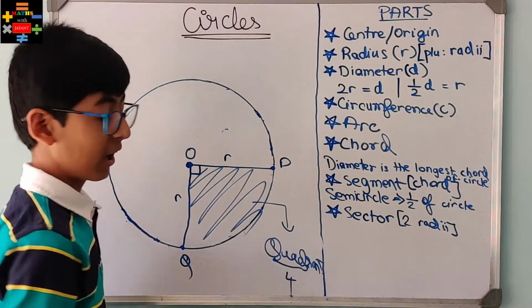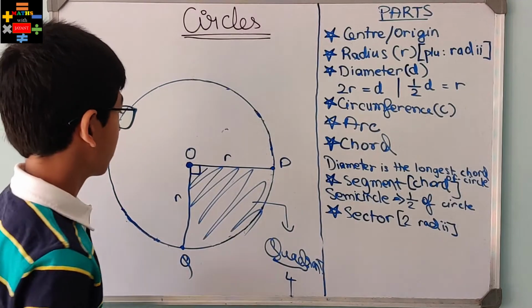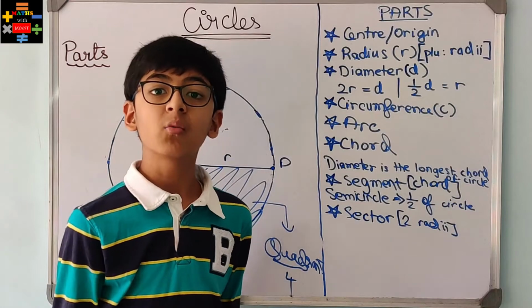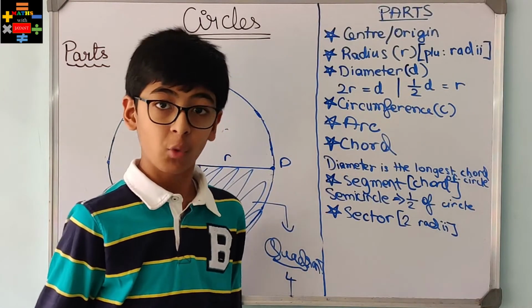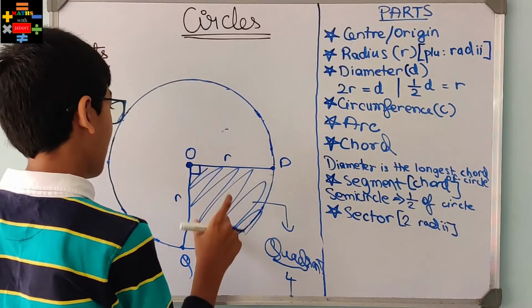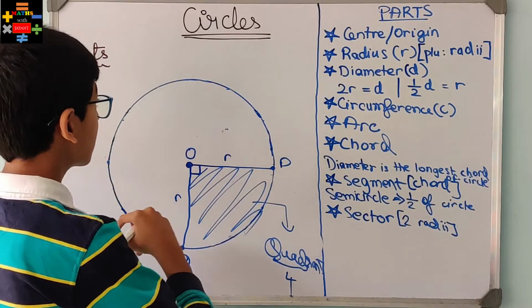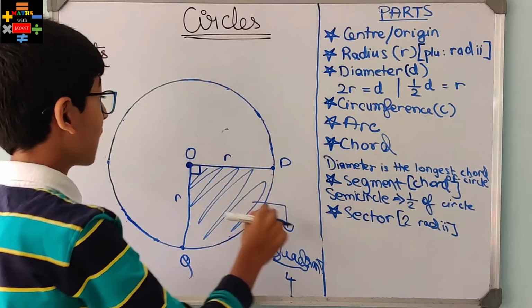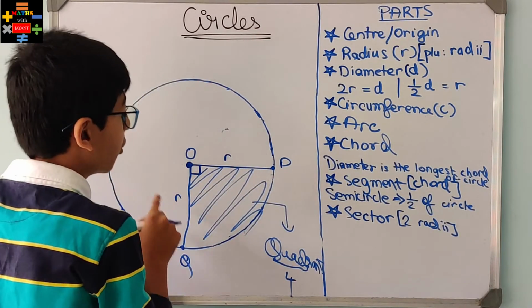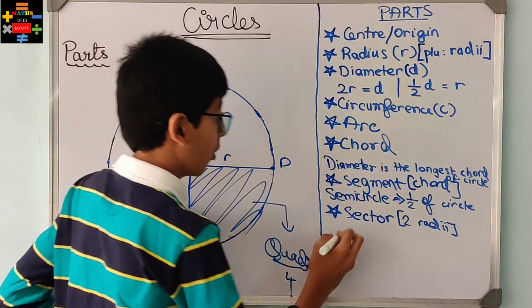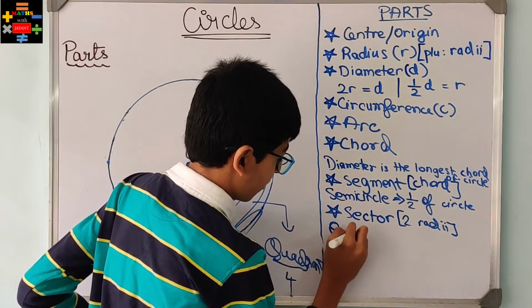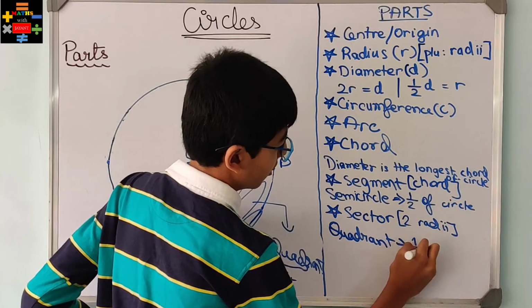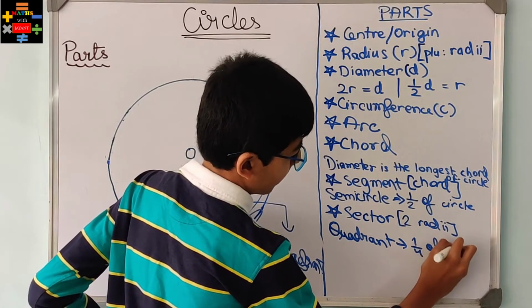Quad refers to 4 actually. Similarly, we have quadrilaterals as shapes, and quadrilaterals means a shape with 4 sides. So quad means 4. Okay. So actually when the radii are perpendicular, then you see that this area is 1/4 of the entire circle, right? Therefore, we call one part of it a quadrant. So there is a new term called quadrant, which is 1/4 of a circle.